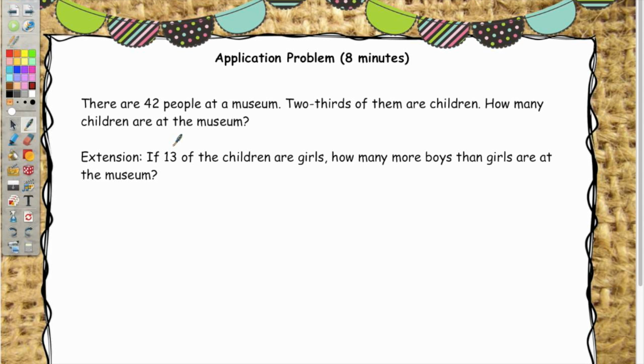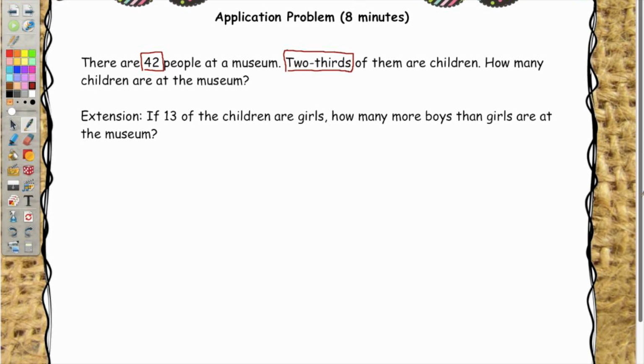There are 42 people at a museum. 2/3 of them are children. How many children are at the museum? Now before we do anything else, let's get our problem written down. Who knows what they think our problem might be?